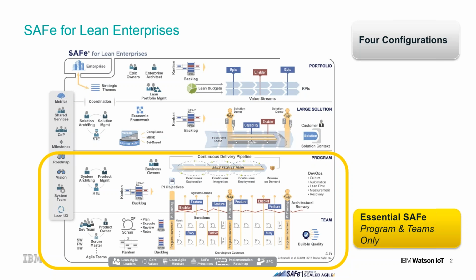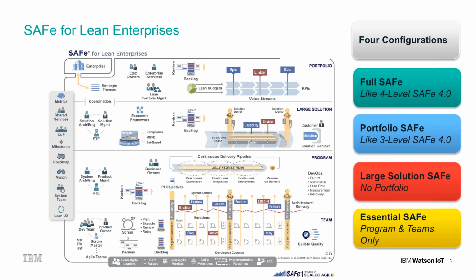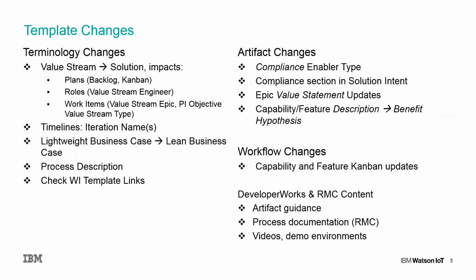In any case, all 4 of the configurations are already supported by CLM with the SAFe templates, and there are some changes that we need to make, to kind of peel back the onion layers here and make some updates to the templates for support for SAFe 4.5. I just want to summarize those and then talk to you just really briefly about where we're going. So the terminology changes from value stream to solution do impact the templates. We do need to make some terminology changes. It's not a structural change or a functional change.